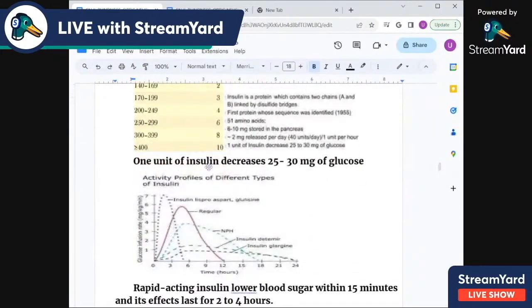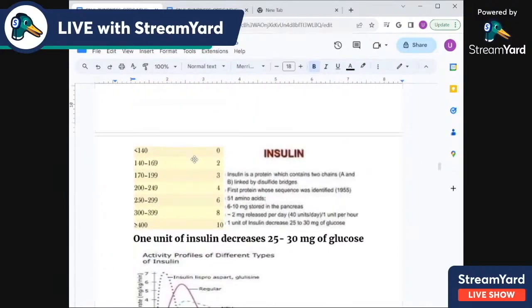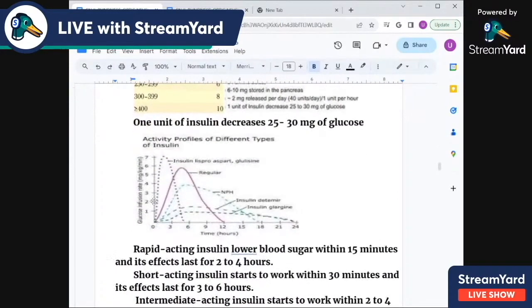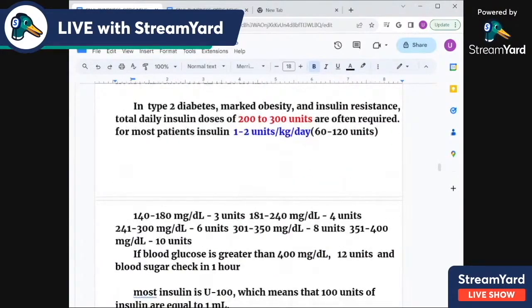So glycemic control, then we have insulin, how much insulin is given in different patients at different blood sugar levels, what types of insulins there are. This is Cardoline as the plateau, and this is the regular one, which is clear. And to those who are resistant to insulin, their dose is exceptionally more, and it's 1 to 2 units per kg per day. An obese, overweight patient may be given 200 to 300 units a day.